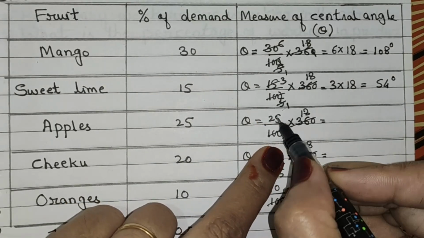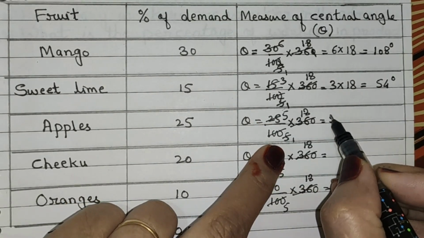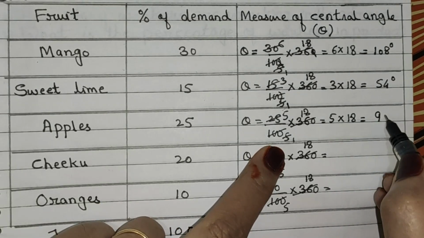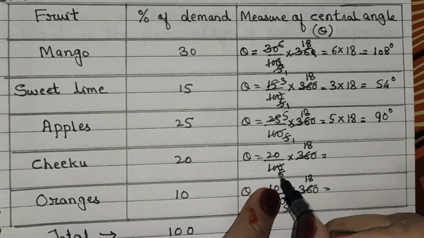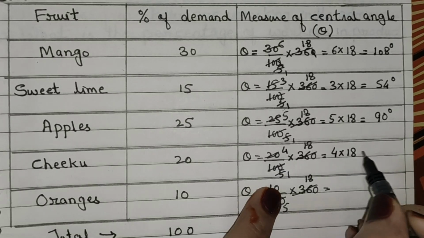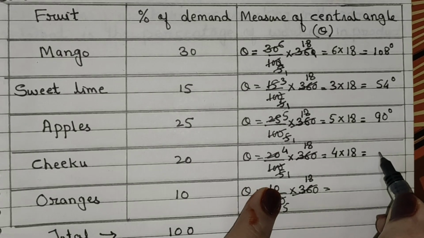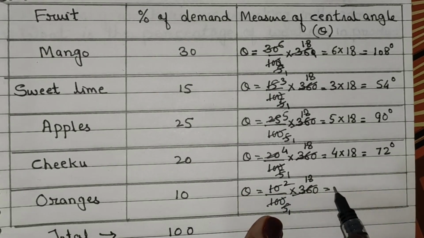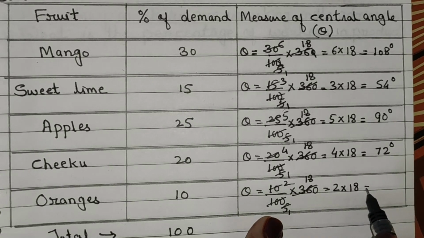Now next 5 1s are 5, 5s are. We get here 5 into 18. 18 5s are 90. Write down here. Cancel it. 5 1s are 5, 4s are. We get 4 into 18. Now 18 4s means 72. Next 5 1s are 5, 2s are. We get here 2 into 18 means 36.